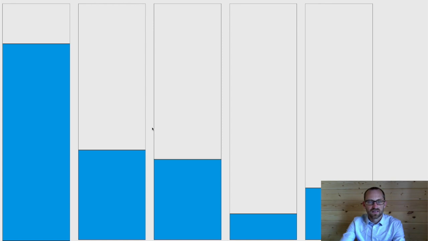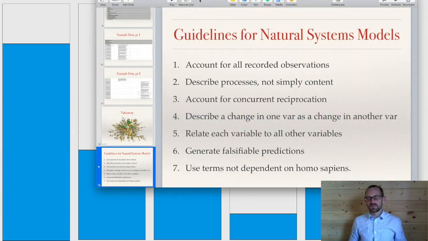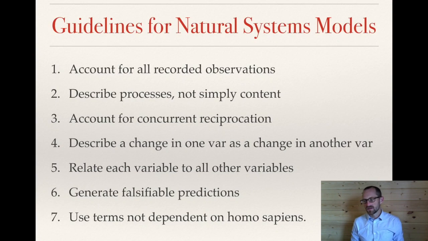I was thinking that number 4 could potentially be subdivided into 2 more, where you've got one that says describe a change in variable as change in another, and then the other one is that the model describes an equilibrium. But this is fine for now.